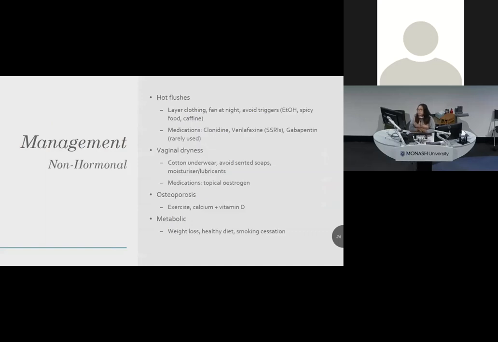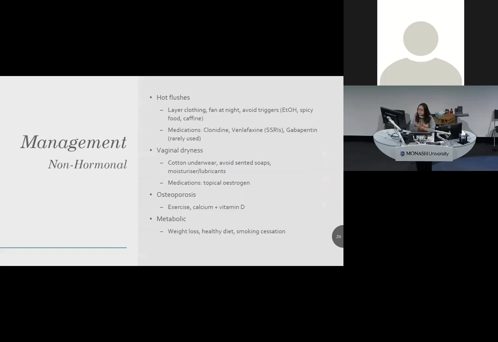In terms of management, you've got your non-hormonal stuff. So in your OSCEs, this is where you start and this is what you want to spend most of your time on, because examiners love it when you can suggest something that's not pills and things like that. So hot flushes, tell them to wear many layers so they can take them off when they have a hot flush. They can put a fan by the bedside at night. You want to avoid certain triggers, so things like alcohol, spicy foods and caffeine can set off hot flushes. So good to make sure that you are mentioning those as well.